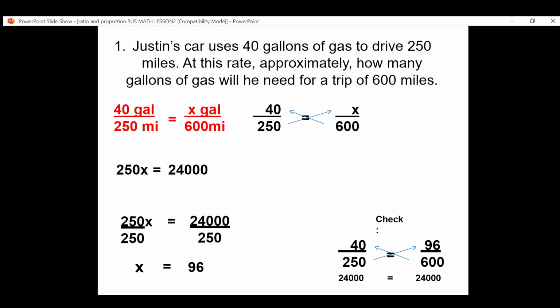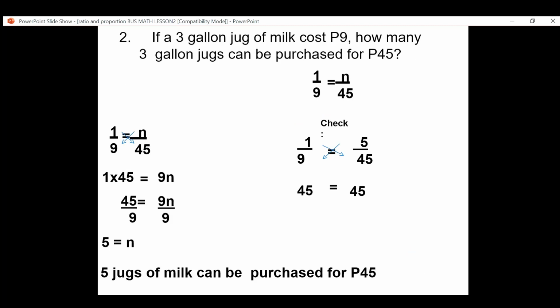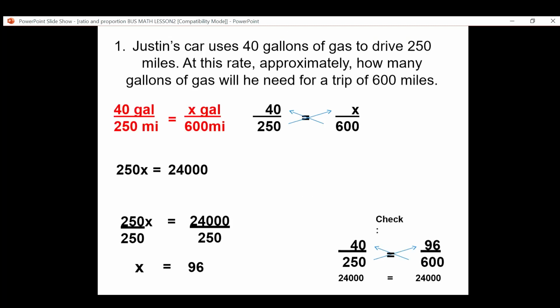Justin's car uses 40 gallons of gas to drive 250 miles. At this rate, approximately how many gallons of gas will he need for a trip of 600 miles? So first step is set up the proportion. So 40 gallons to the number of miles driven. So that's 40 gallons over 250 miles.